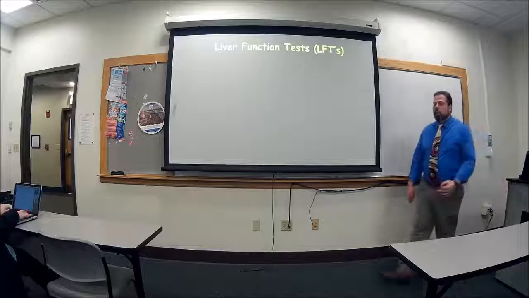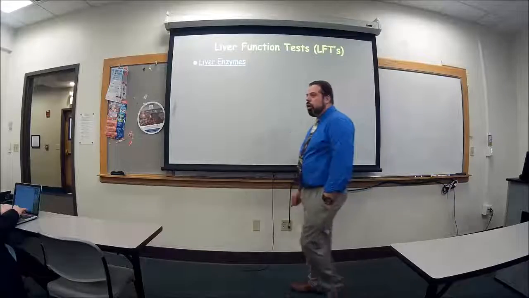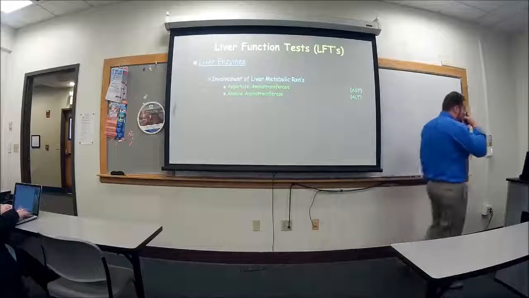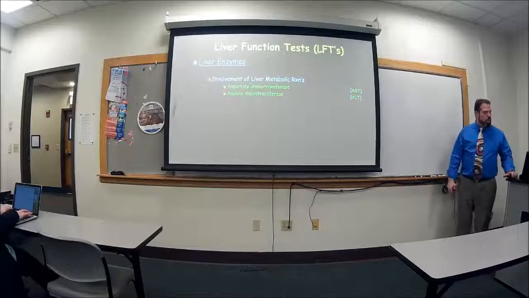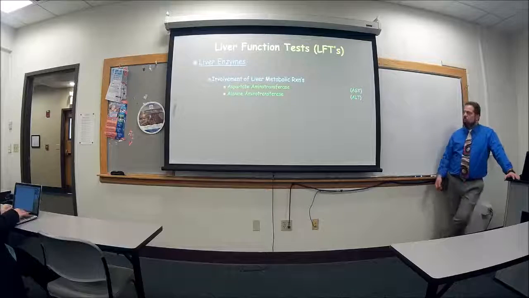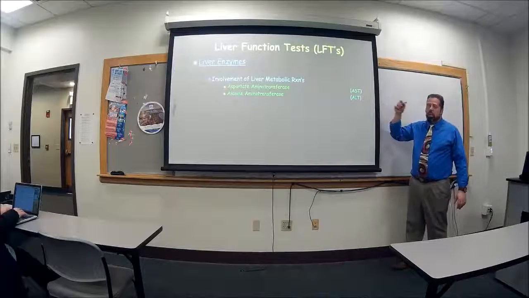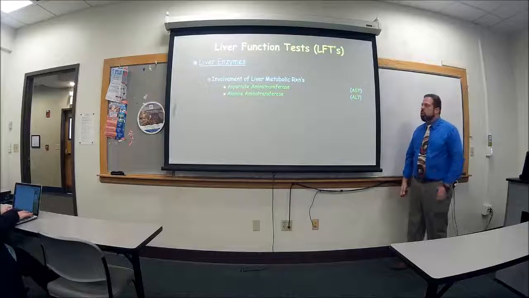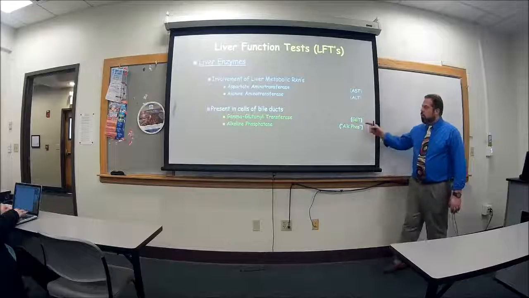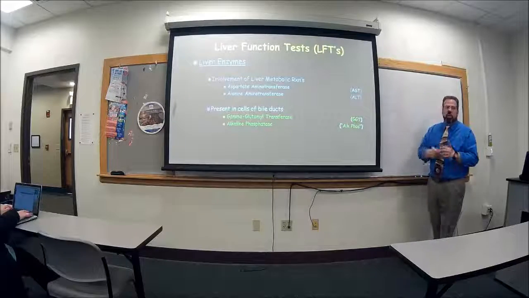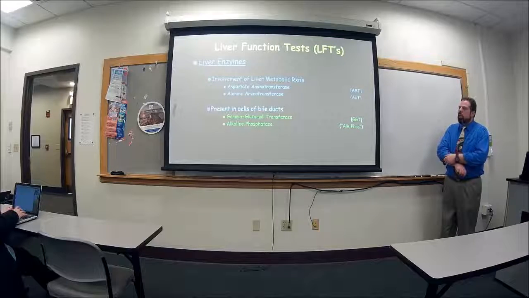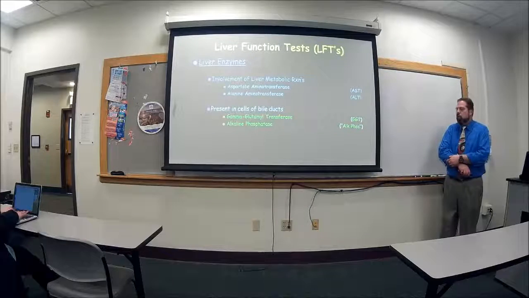All right, so we have liver function tests. All right, and part of that is enzymes. Okay, so we have a few different enzymes. We have enzymes that deal with the involvement of liver metabolic reactions. Now, the main ones here are the AST and ALT, and you should know what those are. The presence of some of them could also be in the cells of the bile ducts. And I'll show you a picture so you can see what this is. We have GGT and alkaline phosphatase, which we refer to as ALPHOS.